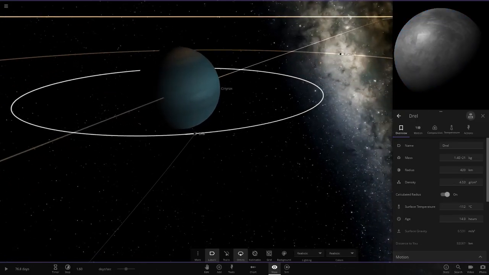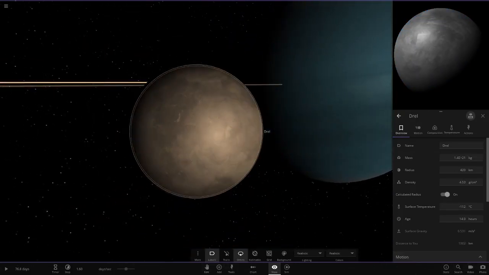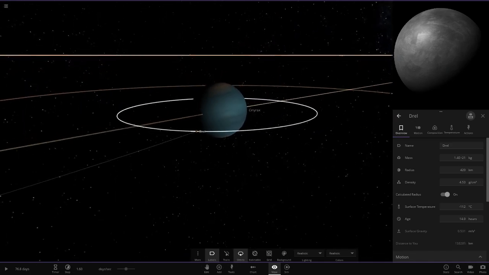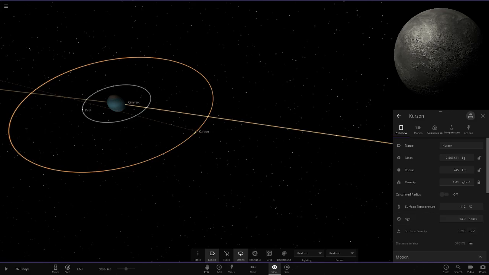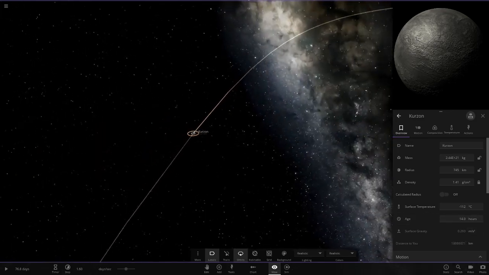And there's also a frozen ice world here at minus 112, very close to the planet there. Then moving out, we've got this one as well, another frozen ice world there, also at minus 112. So yeah, there we go.